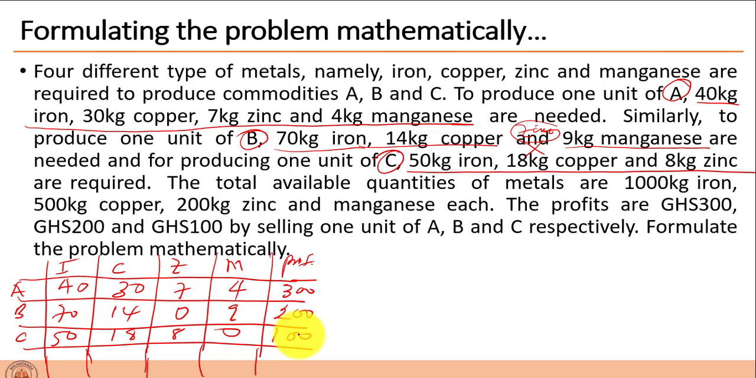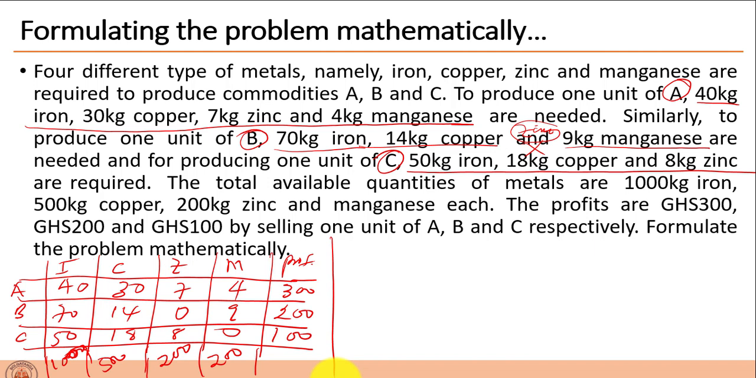Now, what are the constraints? What is the available iron that we have? We have just 1,000 kilograms, so 1,000 here. Then copper is 500 kilograms, so put 500 here. Zinc is 200, and manganese is 200. So this is the table that describes the whole question that we just read.